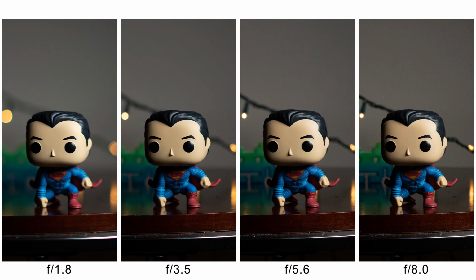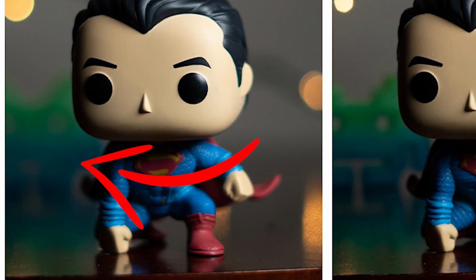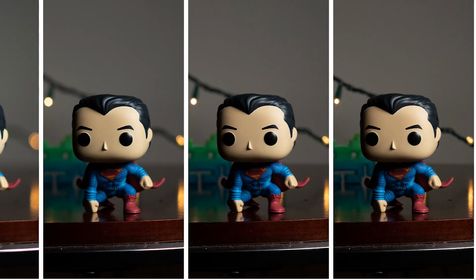So also, while low aperture is super trendy, it may not always be practical. So if you're shooting a group shot, it may not make the most sense to shoot at a 1.8 because anybody who's behind the person in front is gonna be out of focus. So, you know, while it is trendy, it's not always practical.